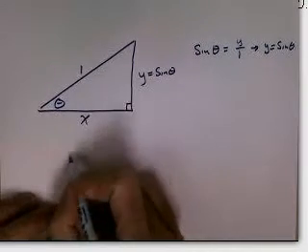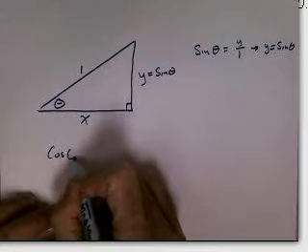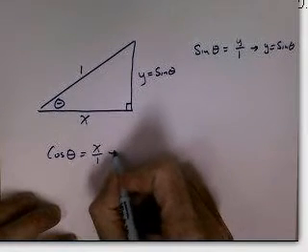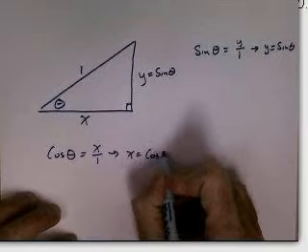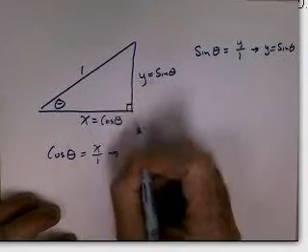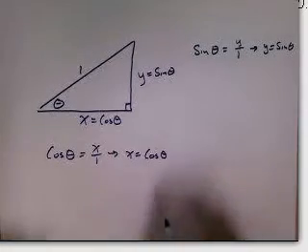Likewise, if I look at the cosine of theta, that should be the adjacent side divided by the hypotenuse. x divided by 1. This tells me that x is equal to cosine theta. The length of this side adjacent to the angle here is the cosine of the angle. This, of course, is all because the hypotenuse has length 1.